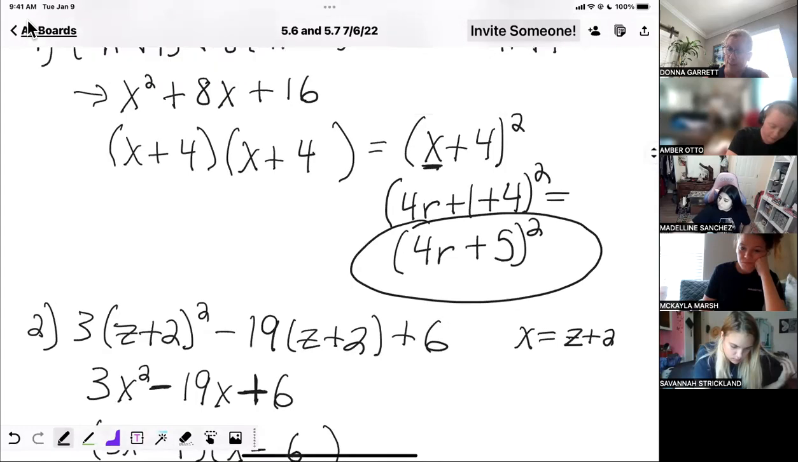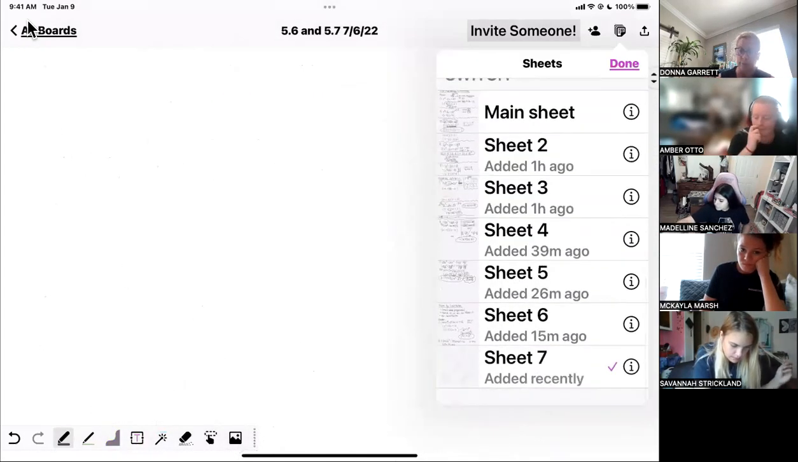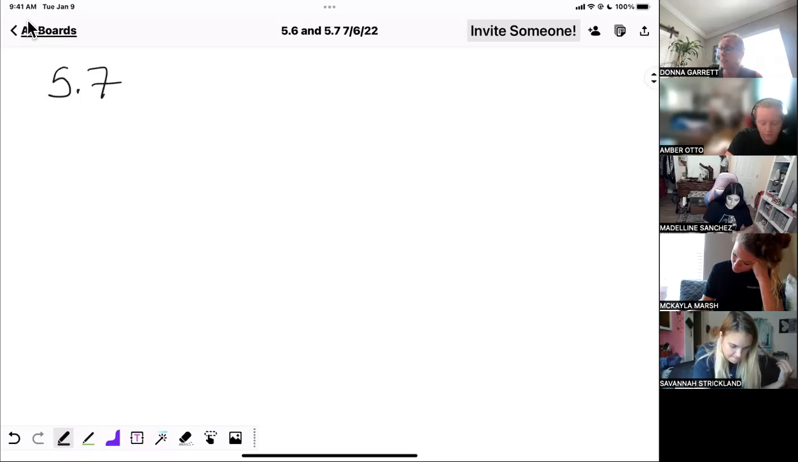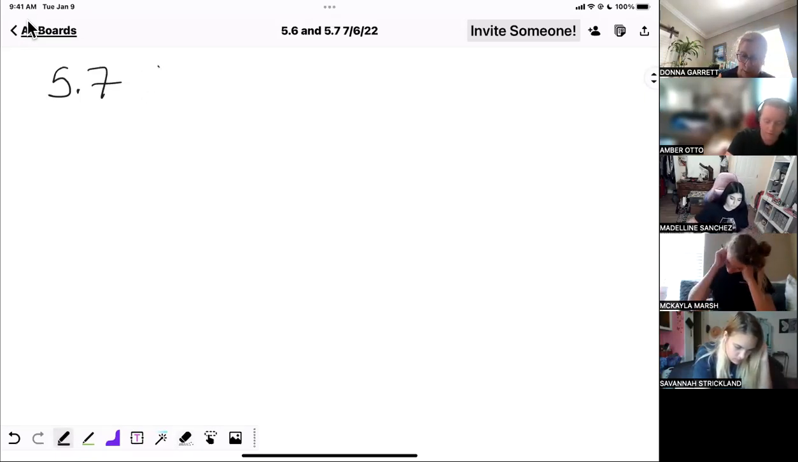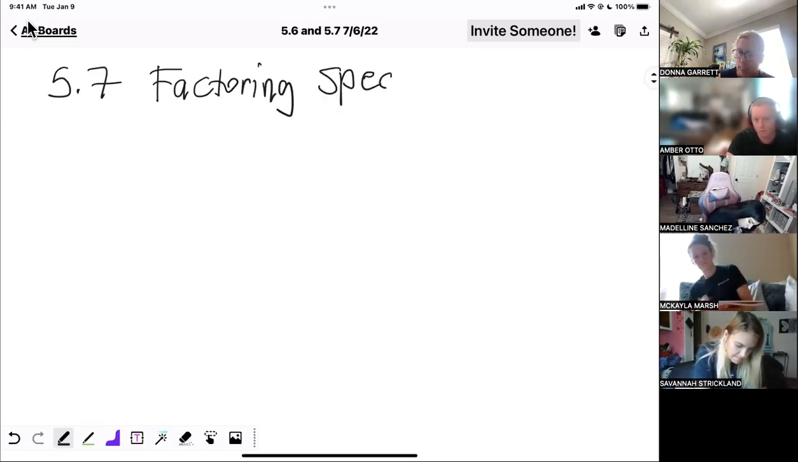All right, let's look at 5.7. 5.7 is actually on the other side, very small. It's still factoring, but has to do with special factoring. So it's factoring special products.